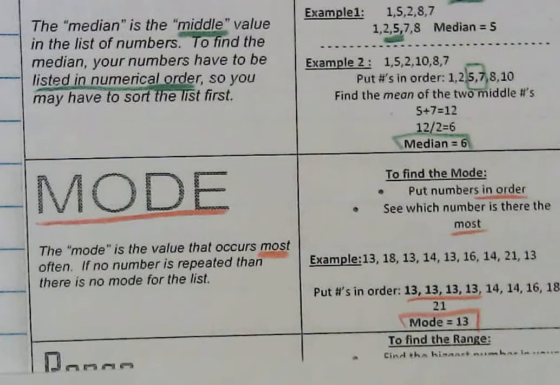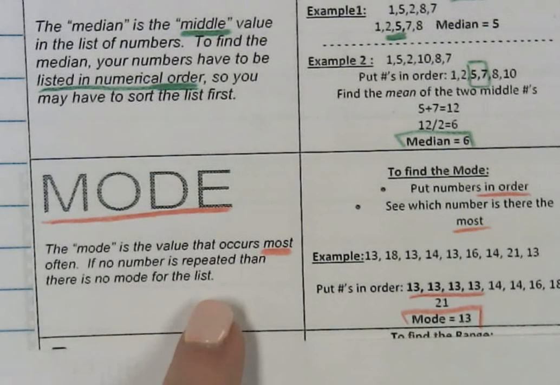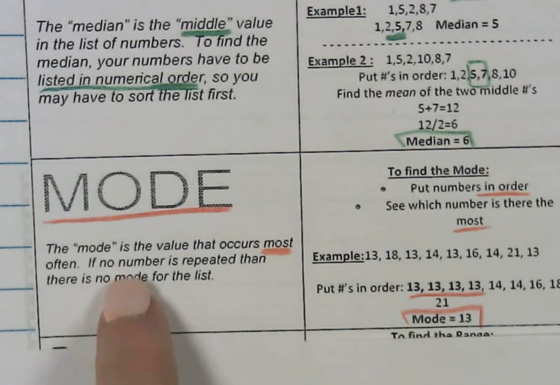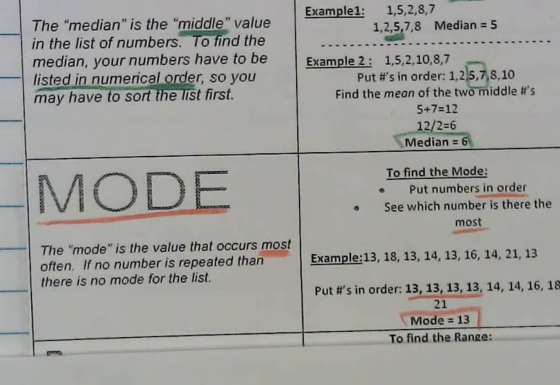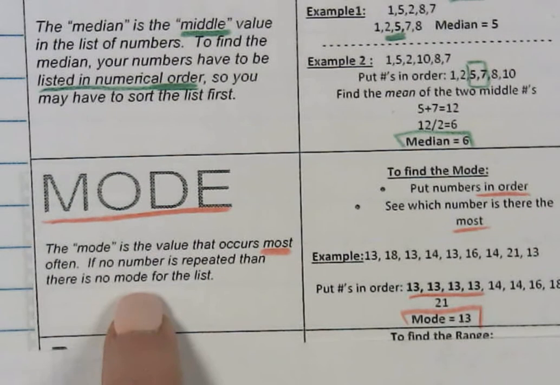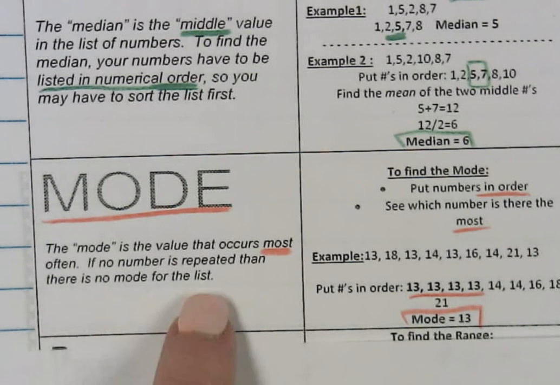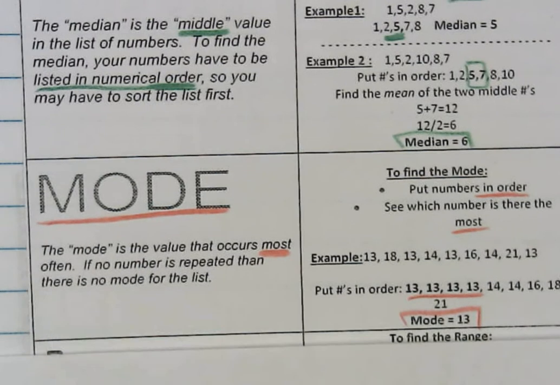Mode. Mode's one of the easiest ones. It says mode is a value that occurs most often. Now sometimes there might not be a number repeated. So there is such a thing as having no mode. That's important to realize as well. So if no number is repeated, there is no mode. All right, so let's look over here at our example.